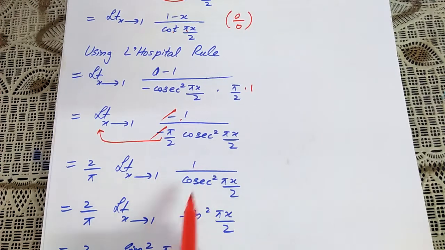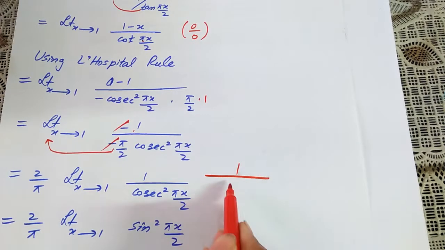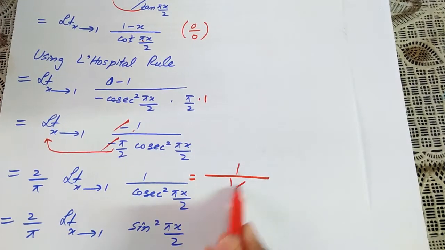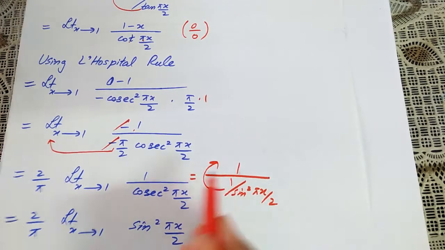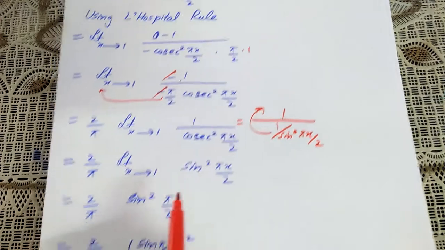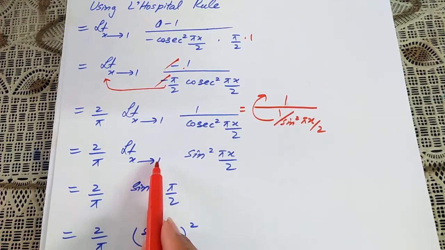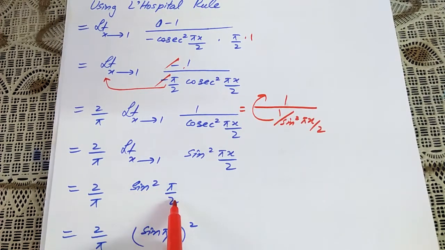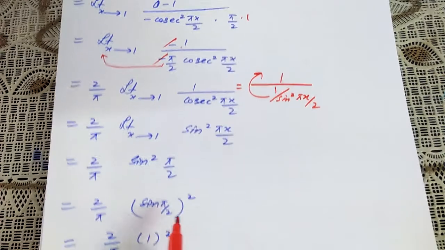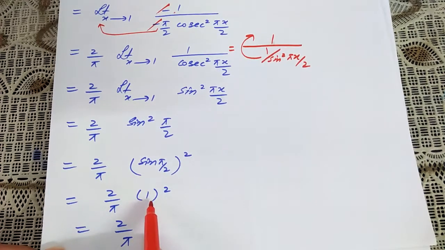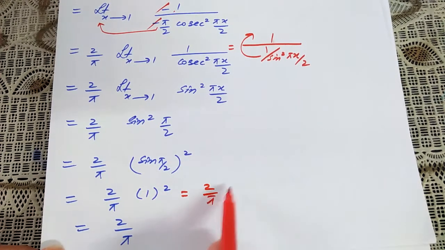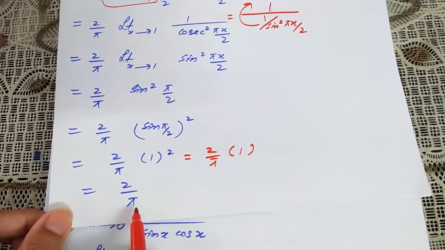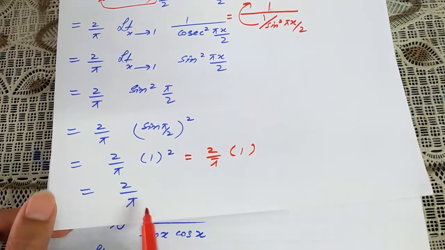When we move it up, we will get sine square (pi x by 2), because we know that cosecant square is equal to 1 over sine square (pi x by 2). So it will move up and we will get sine square (pi x by 2). Put x as 1, we get sine square (pi by 2), that is sine (pi by 2) whole square. Sine (pi by 2) is always equal to 1. So we got 2 by pi times 1 square, that is 2 by pi times 1. So we got 2 by pi as the answer of this question.